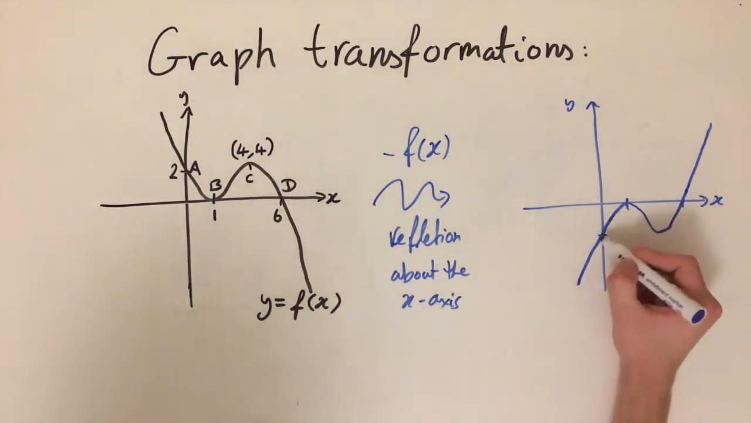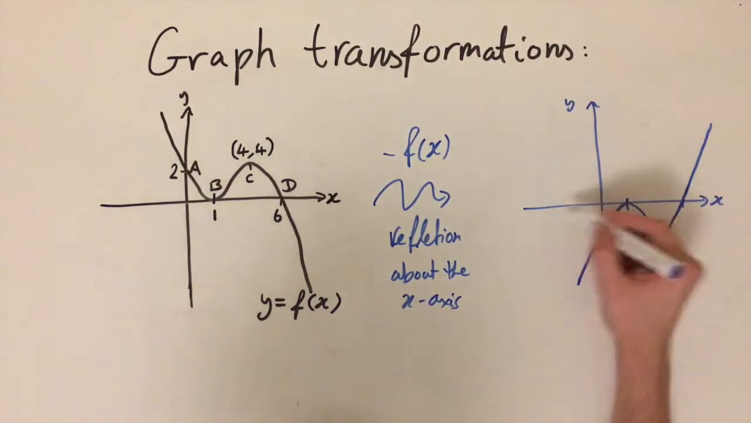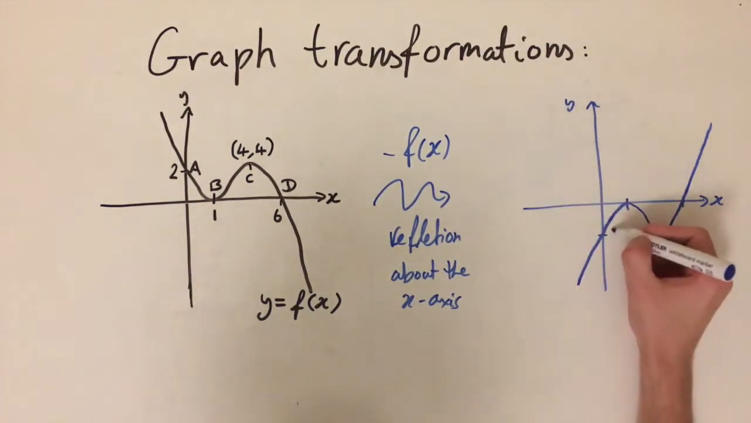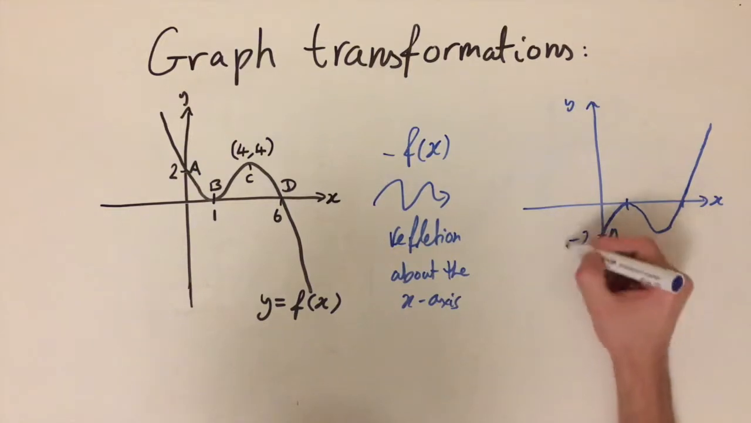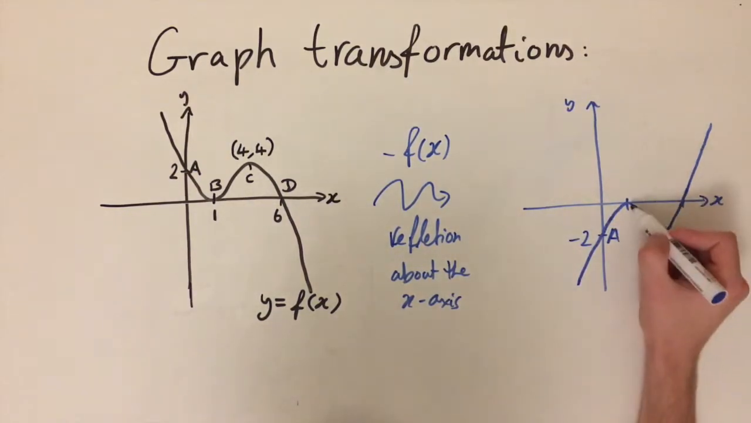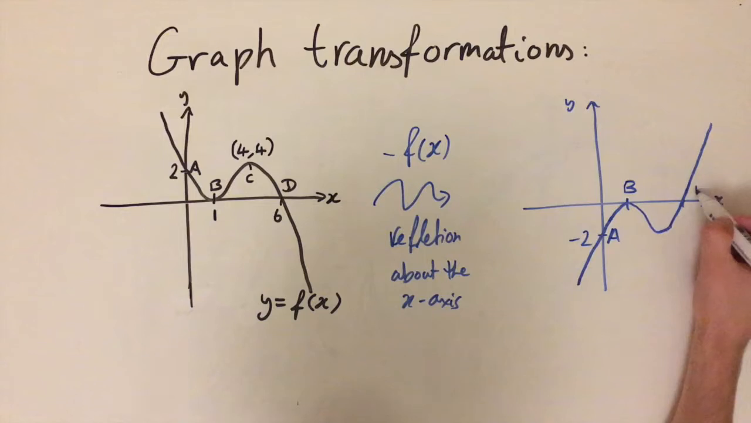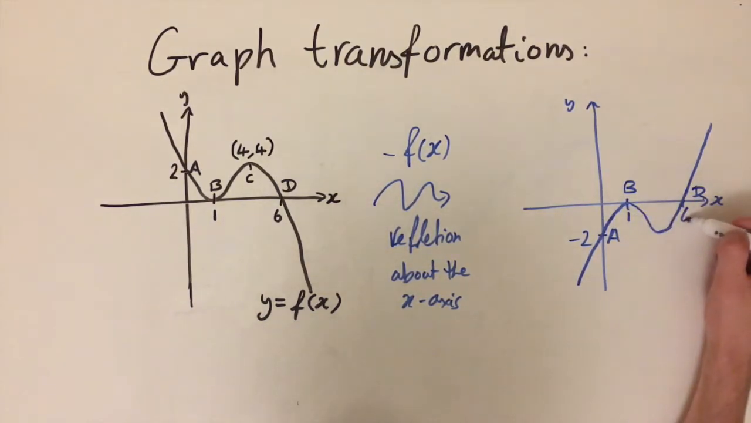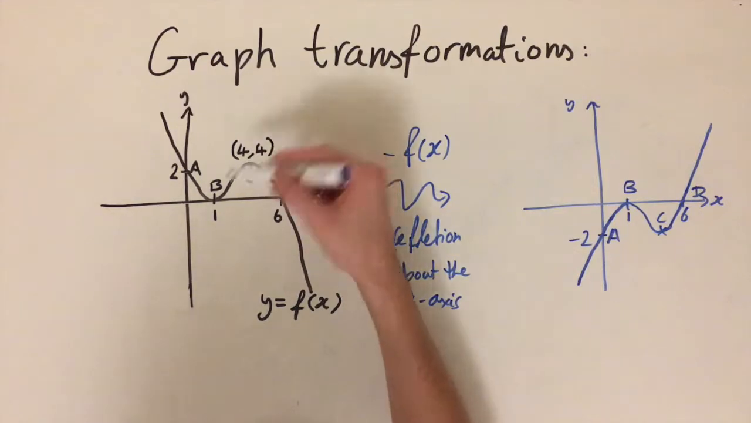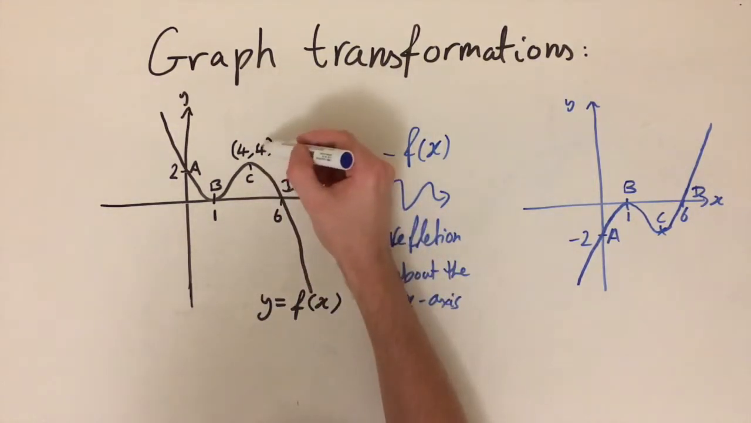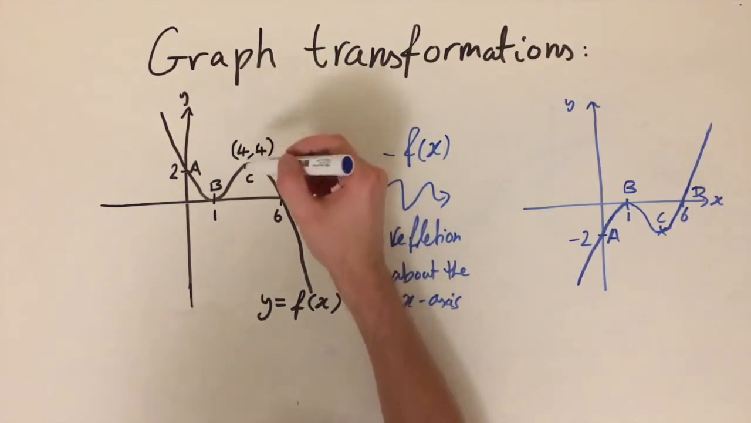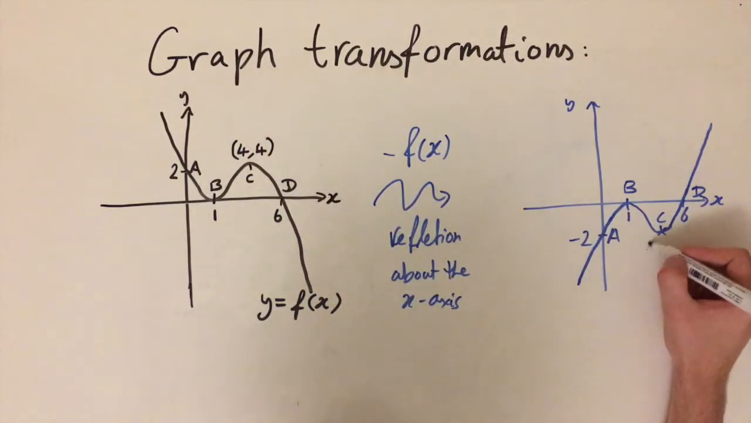So now the coordinate A, this has been reflected across the x-axis, so we just put a negative sign in front of it, which means the value is now -2. And then the roots B and D, they don't change, right? Because they're on the x-axis. So this stays as 1 and 6. And then lastly, we want to know the coordinates of C. And all we've done is we reflected on the x-axis, so the y component, we have to put a negative sign in front of it. So now C has the coordinates 4 and -4.